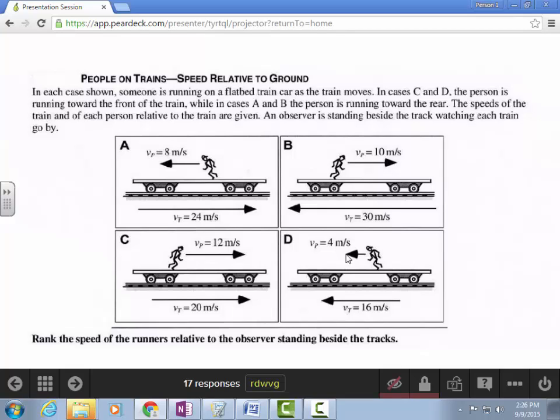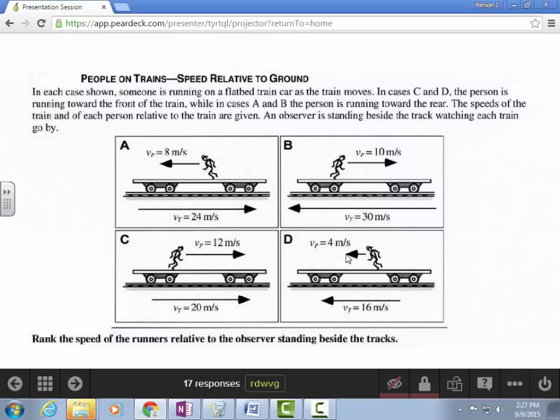So, anyone? Let's look at this. Clearly, from our reference frame, the one that is going to be the greatest is C. Why? Because he's running on a train, and he's running in the same direction as the train's moving. So from our reference frame, what do we see them move at? 32 to the right. So C is the greatest.